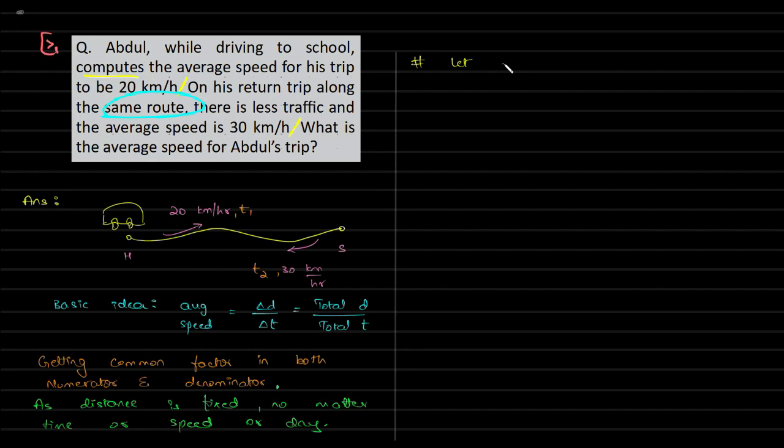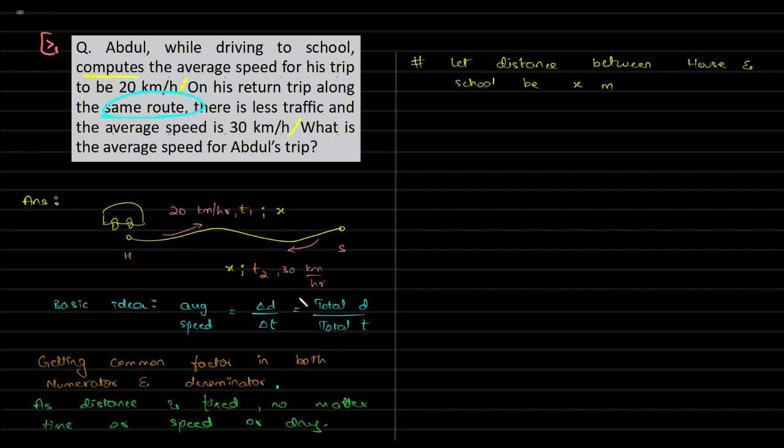So we're going to start off with this. Let the distance between house and school be x. This would be your common factor, in both the numerator and denominator.